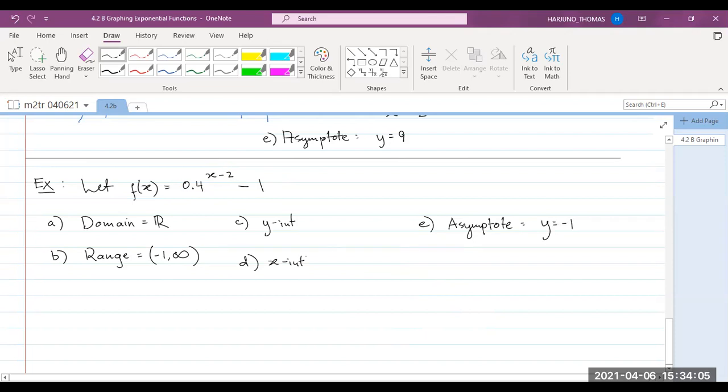Now, how about the y-intercept? So f(0) equals 0.4 to the -2 minus 1. Ooh, that one is hard to compute. I don't recommend you to use a calculator right away though. How do we compute 0.4 to the -2 without a calculator and keep the accuracy? 0.4 is 4/10, right? Which we can reduce to 2/5.